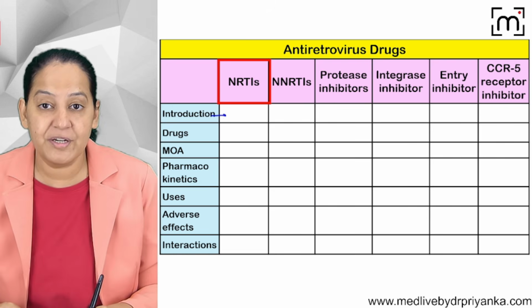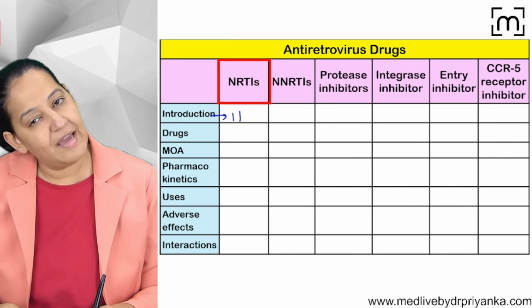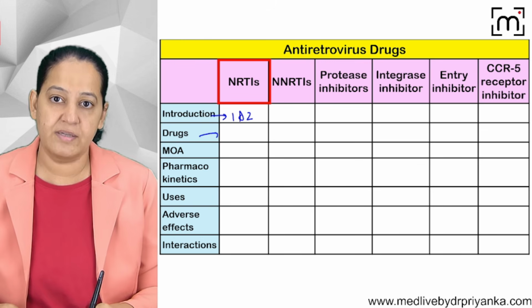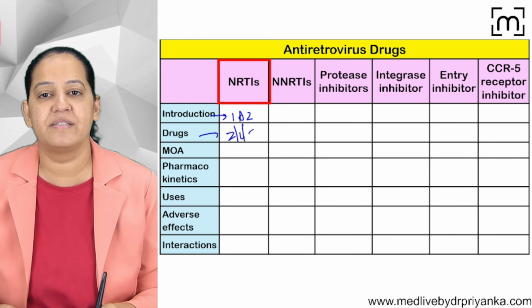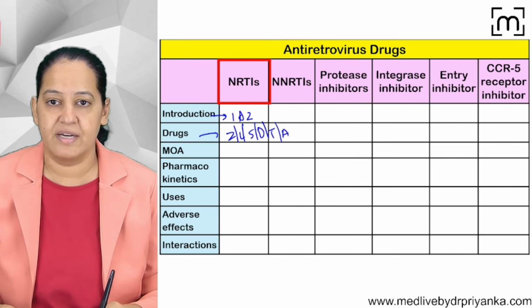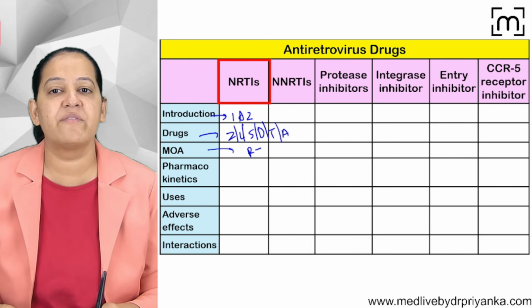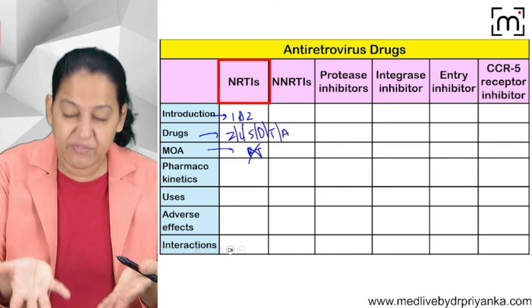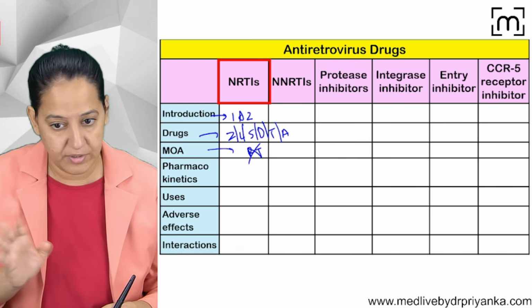So you know the introduction. Now, they are active against HIV 1 and HIV 2 both. You know the drugs. Zidovudine is the main drug. Lamivudine, Stavudine, Didanosine, Tenofovir, Abacavir. These are the drugs. Mechanism of action, they inhibit the reverse transcriptase enzyme. Their triphosphate form inhibits this enzyme, not their normal form.